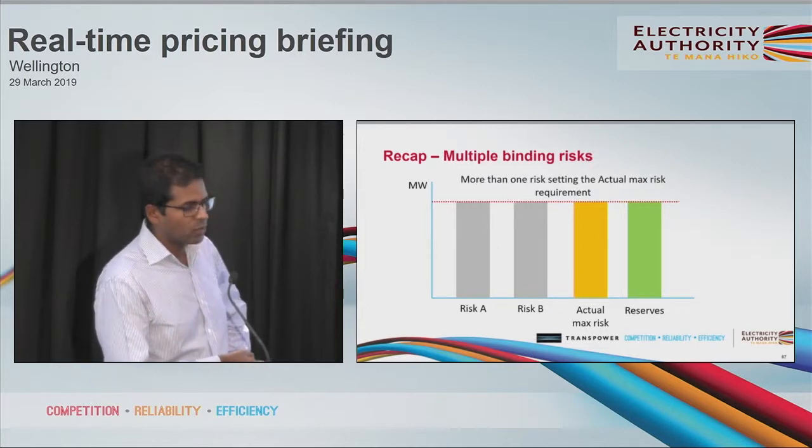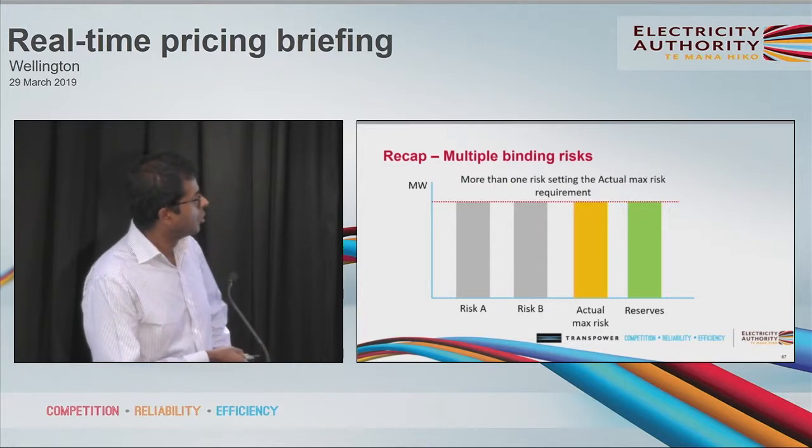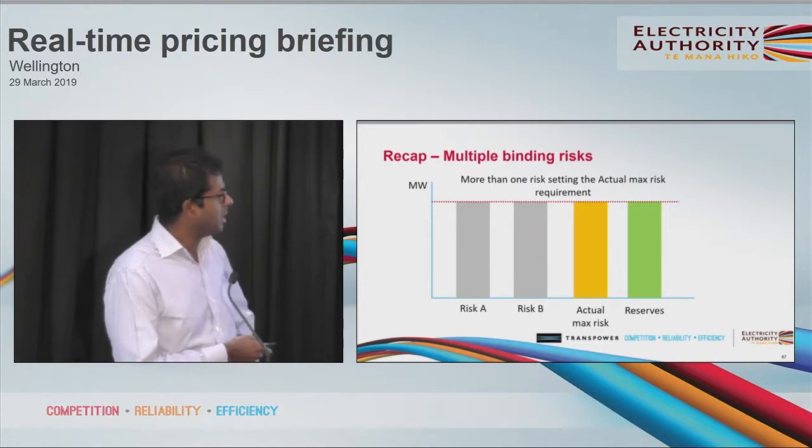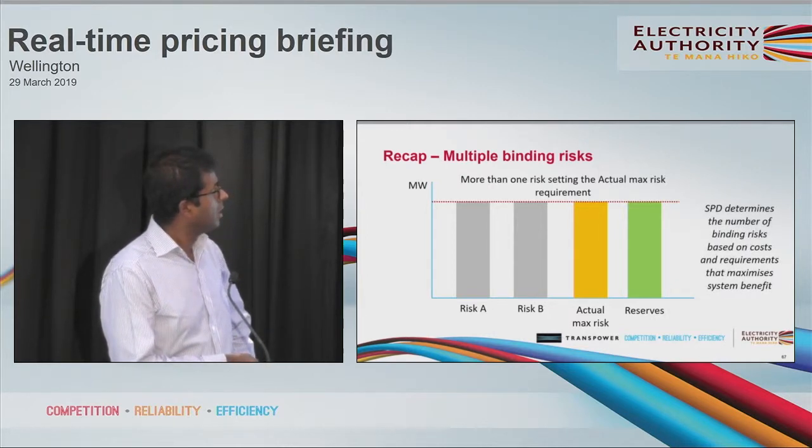We could get a situation where there could be 2 risks at the same level, and we'll be procuring reserves against that. So this could be a Huntly unit and TCC, or the HVDC. Yeah, so basically just reiterating that.